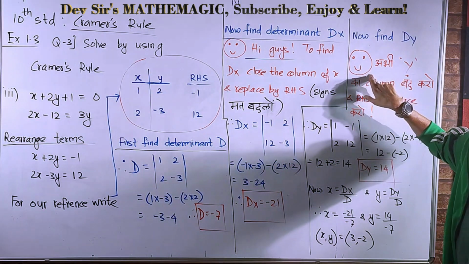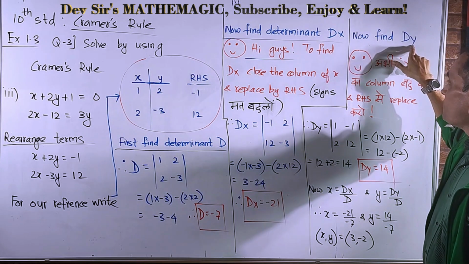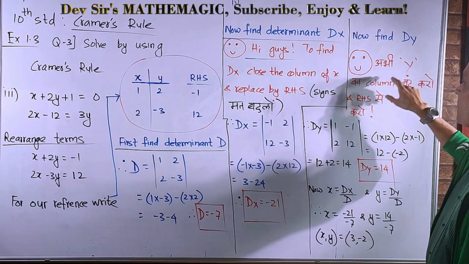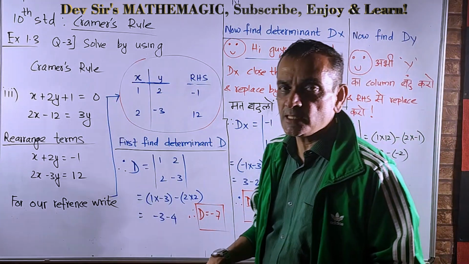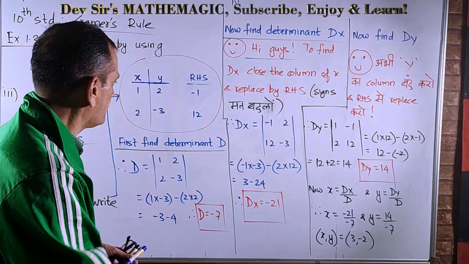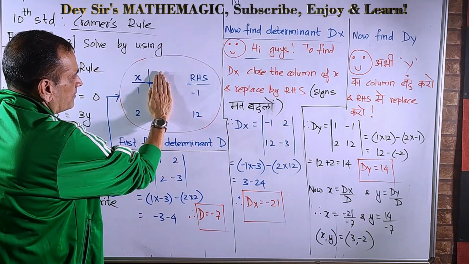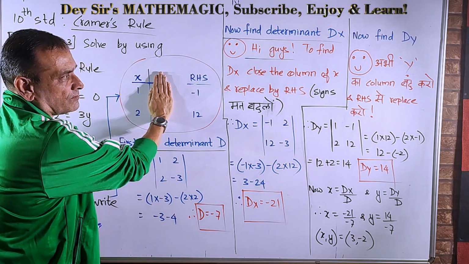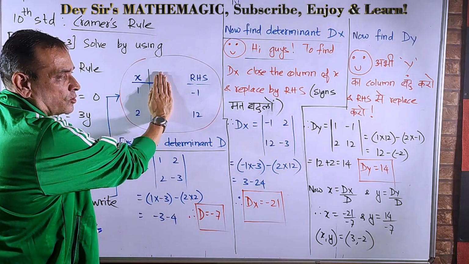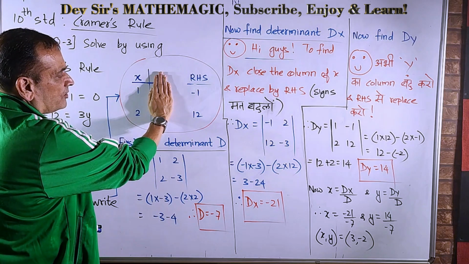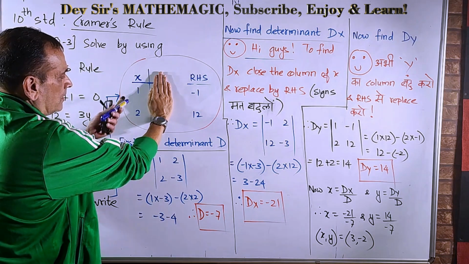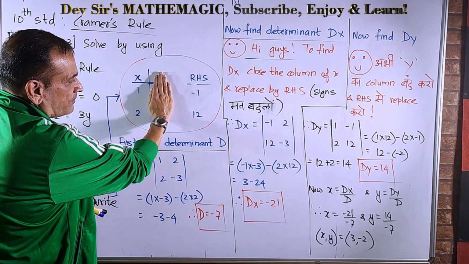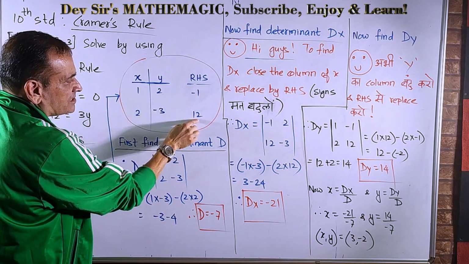So dy के लिए रूल क्या है? This y letter is important. Y means अभी y का कॉलम बंद करो. Smiley says y का कॉलम बंद करो. Here y का कॉलम बंद करो. Replace by RHS. RHS से replace करो. So what do you get when you replace by RHS? 1 2 तो है ही. RHS से replace किया तो यहाँ पे -112 आ जाएगा.